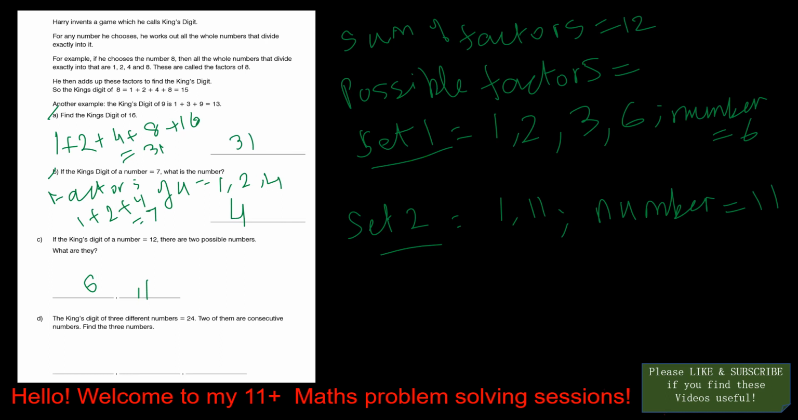So if the number is 6, sorry, the factors would be 1, 2, 3, 6. So then 1 plus 2 plus 3 plus 6 is 12. So 1 plus 2 is 3, 3 plus 3 is 6, plus 6 is 12. So that answers the first bit, the set 1, and the one number is 6. The next number, is it 7? What happens if it is 7? If it is 7, the factors would be 1 and 7. In fact, 7 is a prime number.